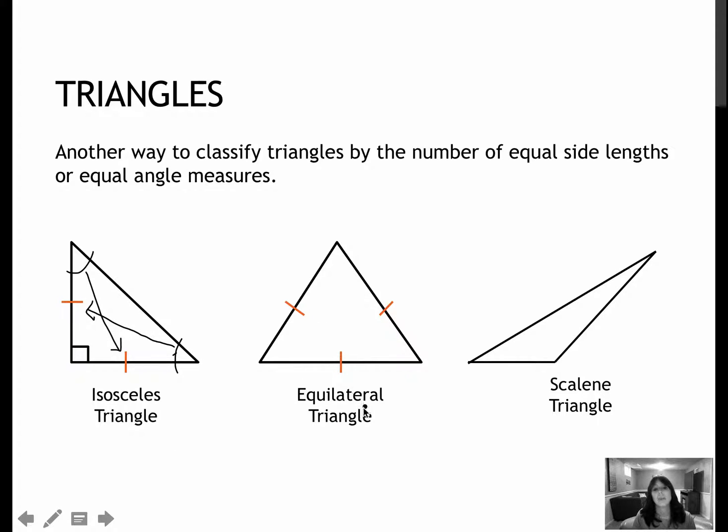My next one is an equilateral triangle. Equilateral means all three sides are congruent. It also means all three angles are congruent. And of course, we know they have to add up to 180, so these all have to be 60 degrees. And the last one is a scalene, and in a scalene triangle, all three sides are different lengths, all three angles are different measures.